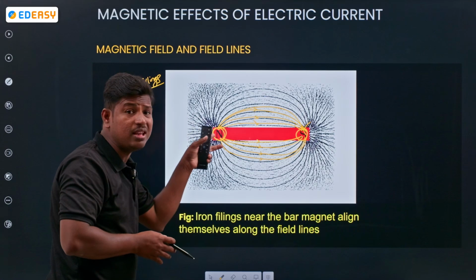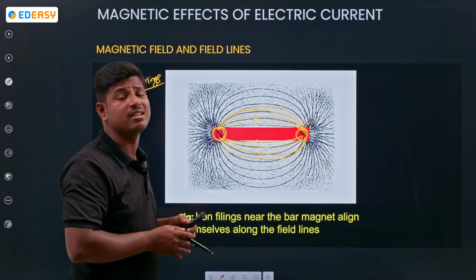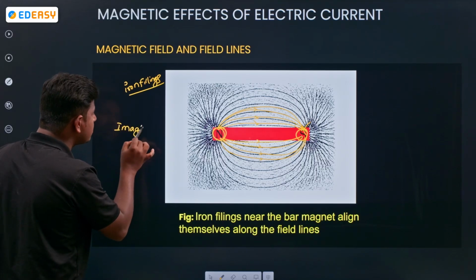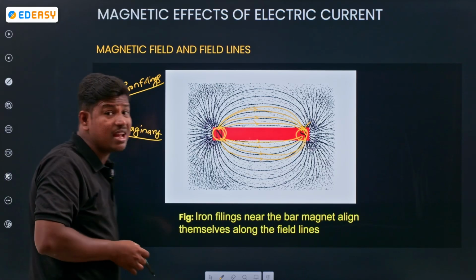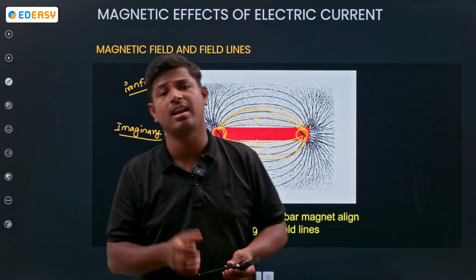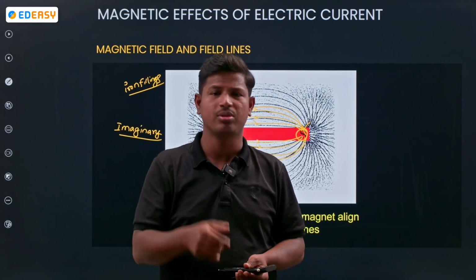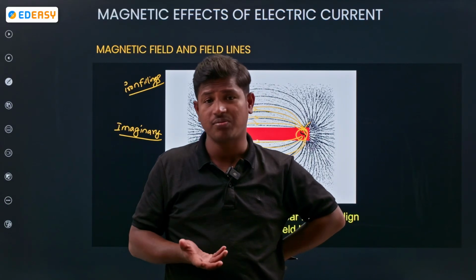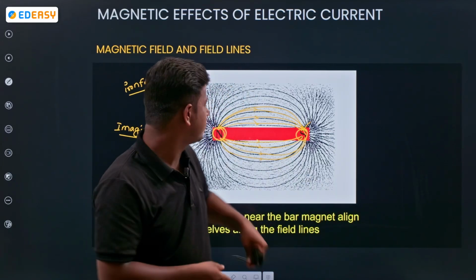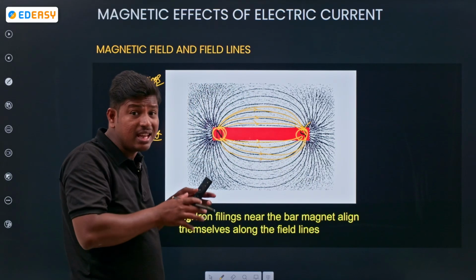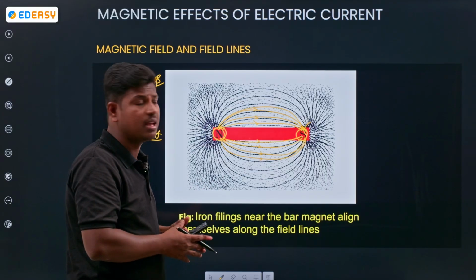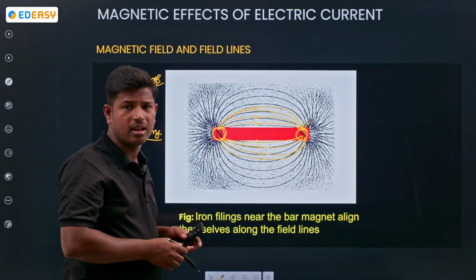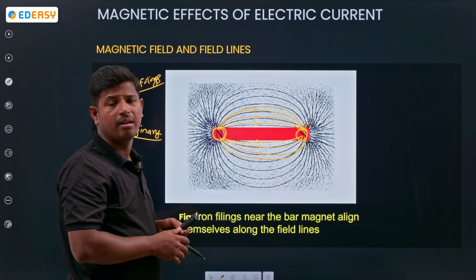If there are no iron filings, we cannot see the magnetic field lines, right? So magnetic field lines are imaginary lines that we cannot see. For suppose if someone slaps you, can you see the force? You feel it, right? We cannot see the force. Here also the field lines exist. If you want to see them, arrange iron filings around a bar magnet, and the bar magnet creates the field lines.